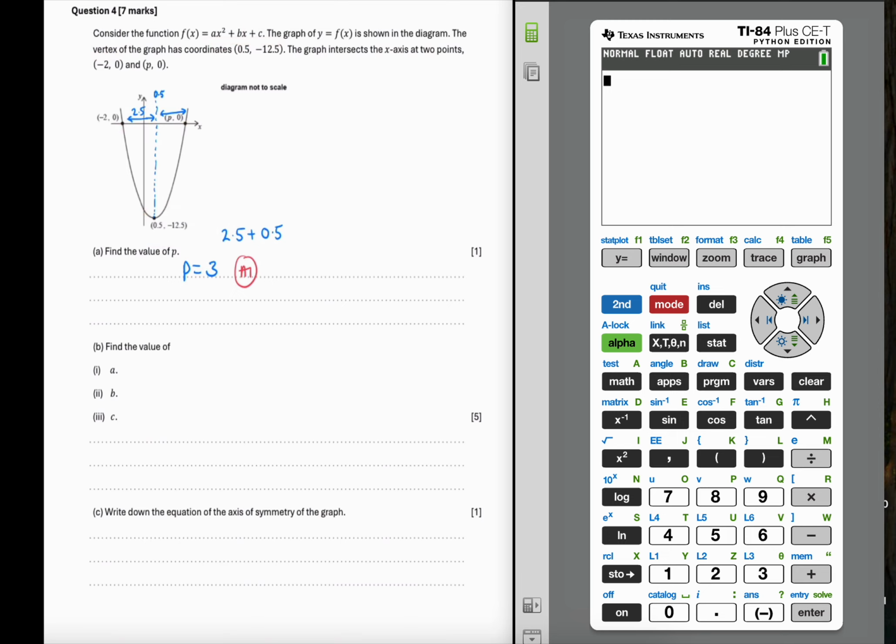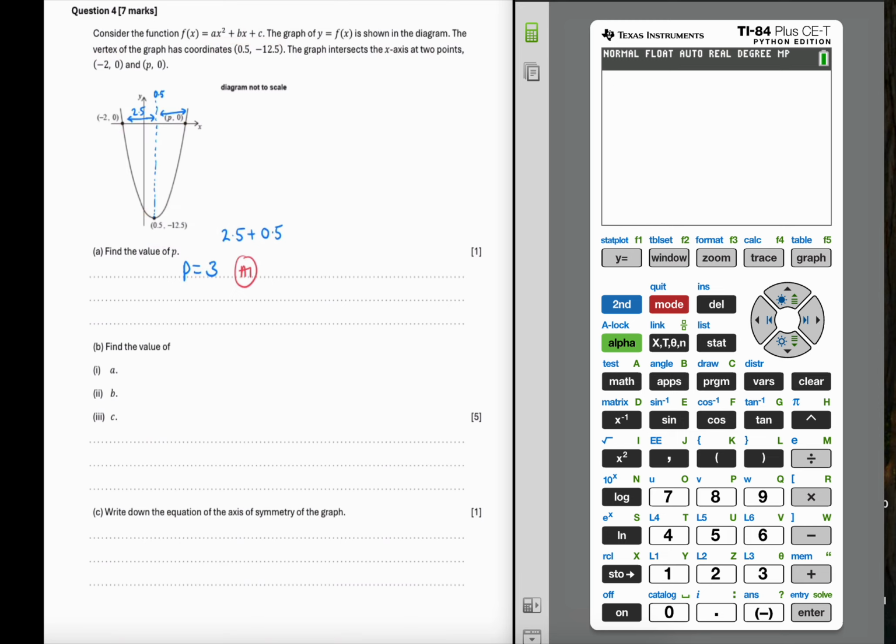And then for the second part, you would get follow-through marks should that be incorrect, but you had to find the value of a, b, and c in the equation. For this, you have 3 coordinates that they've given to you in that graph. So (-2, 0), (3, 0) that we now know from the p, and then (0.5, -12.5). So we can actually create 3 simultaneous equations.